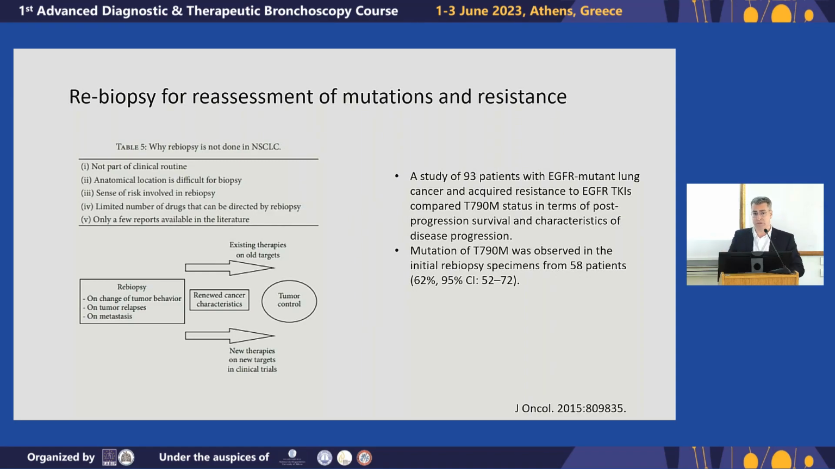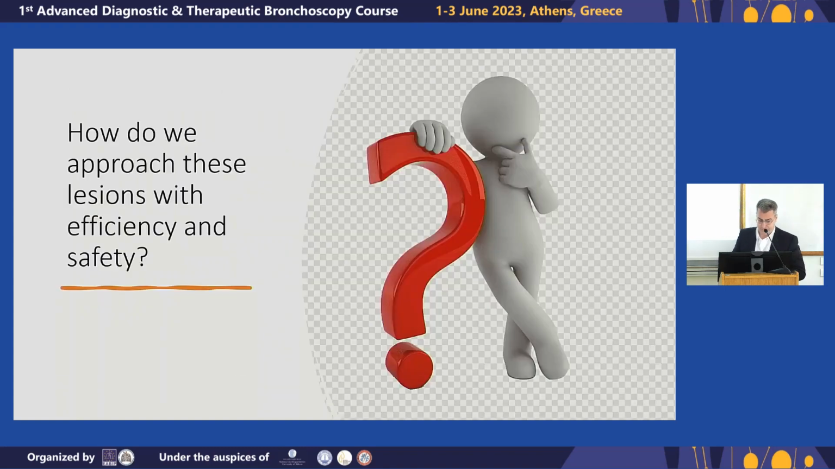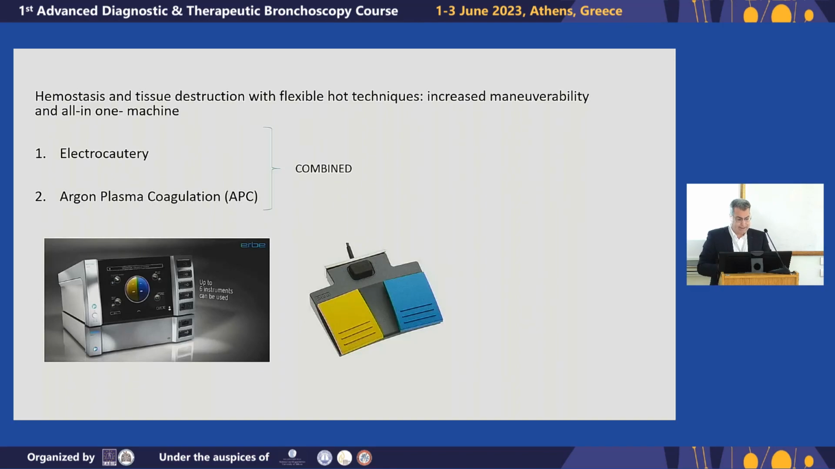And of course, everybody here knows that when we do a bronchoscopy on a patient that has already taken oncology treatment or even radiotherapy, things are more difficult. Bleeding diathesis of the tissue is much worse. So these techniques are even more relevant in these patients. So how can we proceed with efficiency and safety? We use these tools for the hot techniques. This is a combined electrocautery and APC machine.